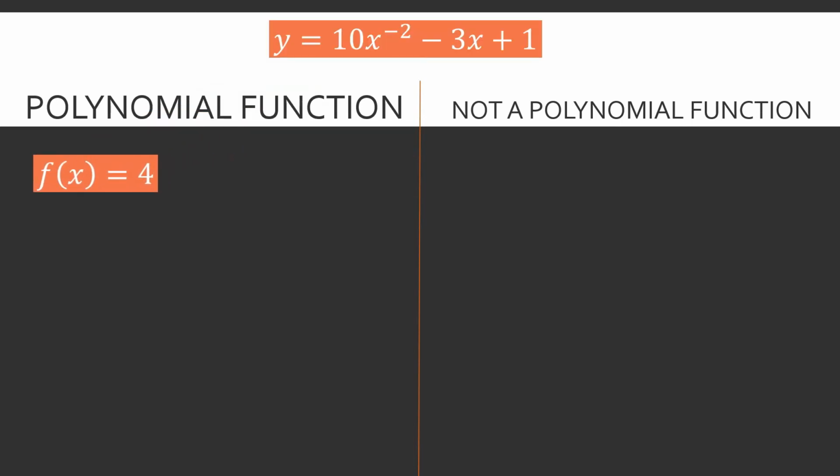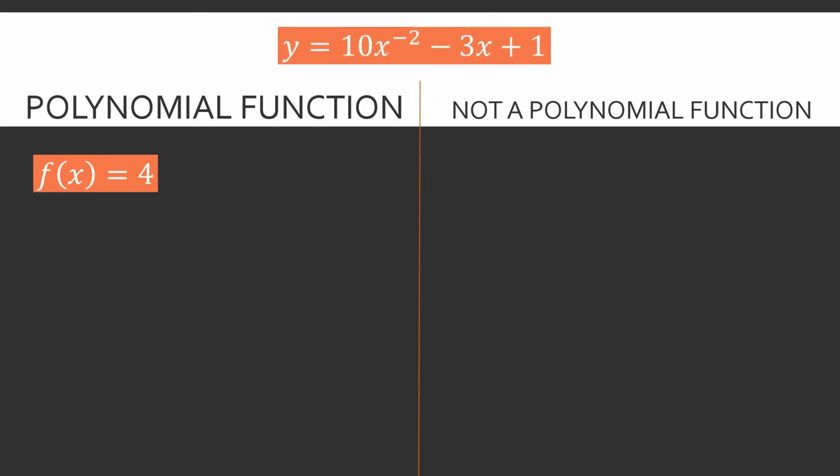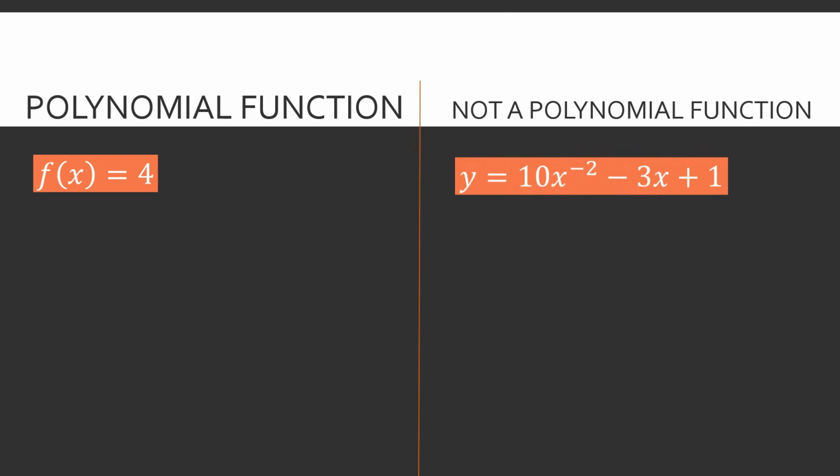Let us try to determine this time if the given equation is a polynomial function or not. Let's start with f of x is equal to 4. This equation is, yes, a polynomial function, particularly a zero polynomial function or a constant function. Next, y is equal to 10x to the negative 2 minus 3x plus 1. This is not a polynomial function since one of the exponents of x is negative.